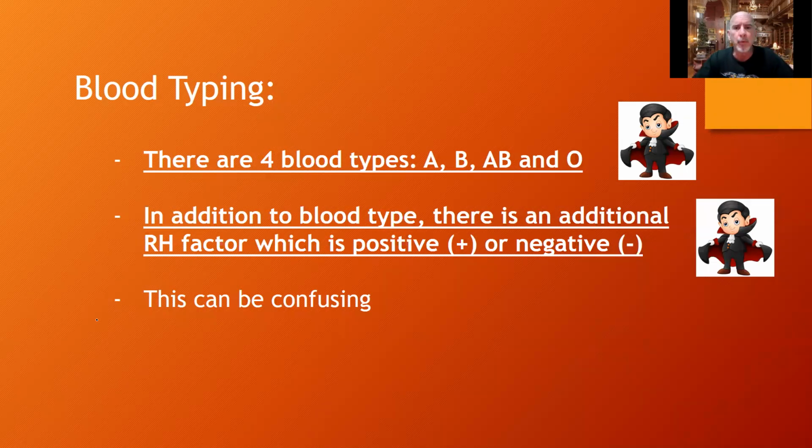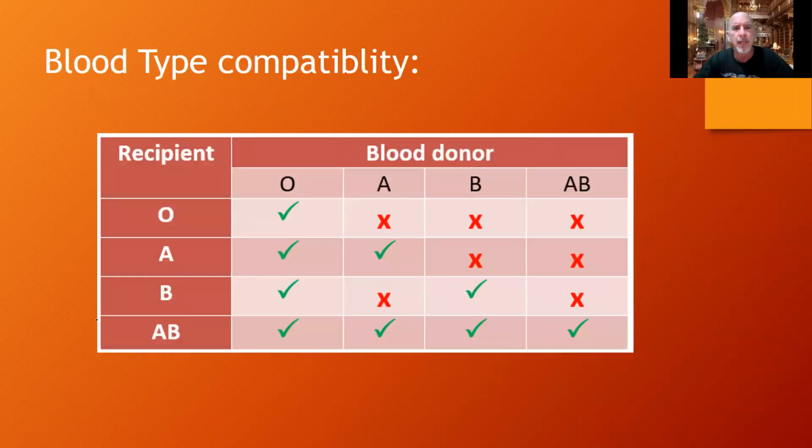I'm going to give you a couple rules here that will help you out on that. So as you can see, here is just the plain blood type compatibilities. And basically a good thing to remember is A gets A, B gets B, AB gets AB, and O's get O. But the exception to that is O's can go to anybody.